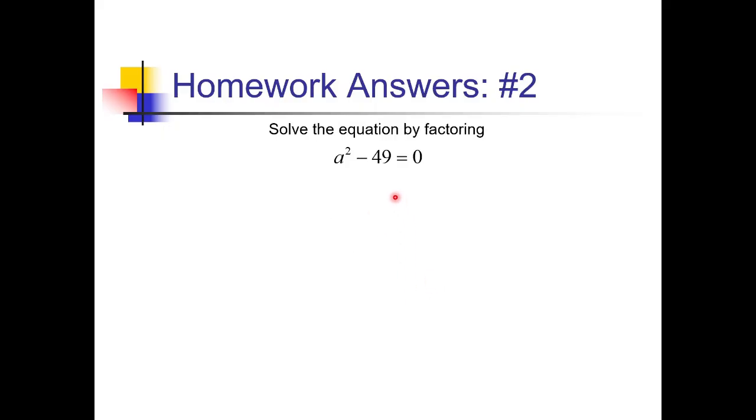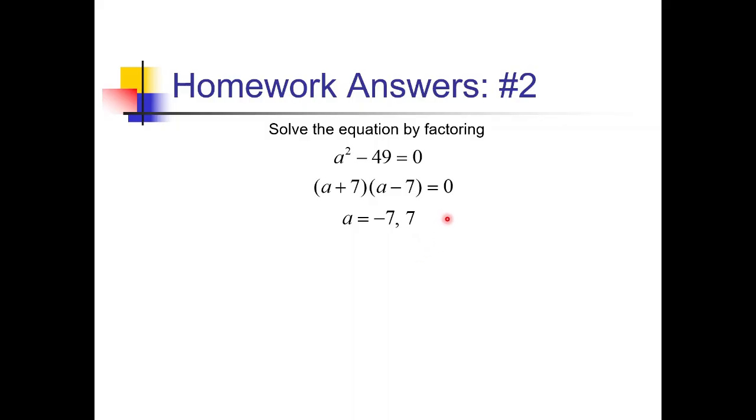To solve this one by factoring, we're going to use the a squared minus b squared shortcut, where you basically square root each of these and put them in a plus minus parentheses. So square root of a squared is a, square root of 49 is 7, so we have a plus 7 and a minus 7 equals 0. And then zeroing each of those out, negative 7 plus 7 is 0, so there's one answer. And then 7 minus 7 gives us the 0 for the other answer there.